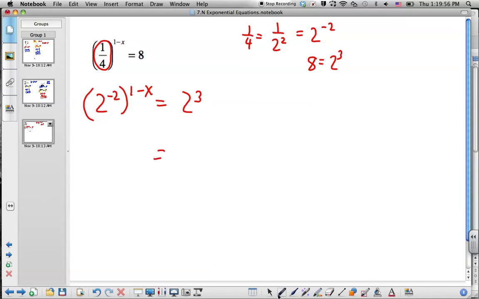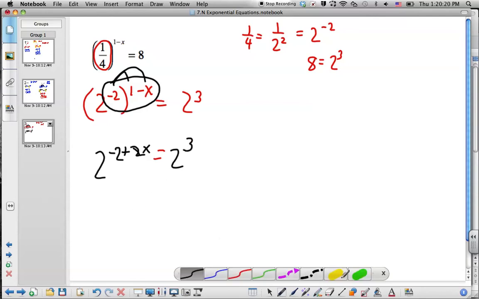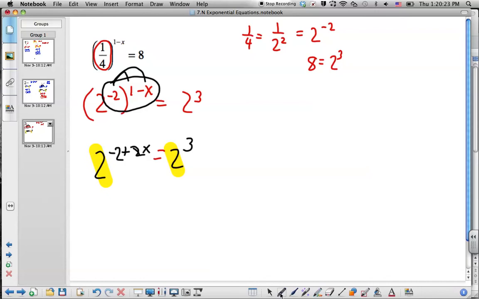Now what? So as before, when we are following our rules of exponents, and we have something to the power of something, we want to multiply through. So we have 2 to the negative 2 times 1 minus x. Negative 2 times negative x is plus 2x. Is equal to 2 to the third. And now once we have bases that are the same, we can set our exponents equal to each other. Minus 2 plus 2x is equal to 3. Now we're going to add 2 to both sides. 2x equals 5, and x is equal to 5/2.